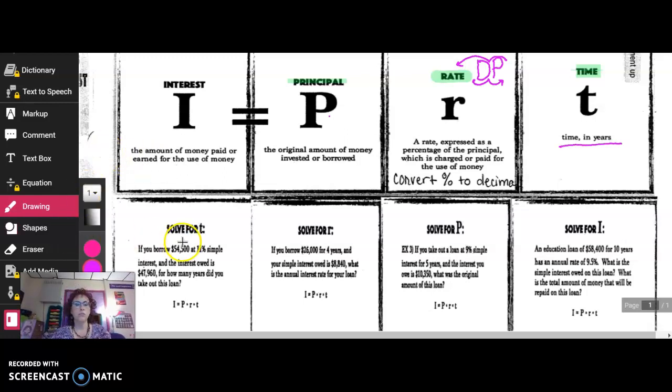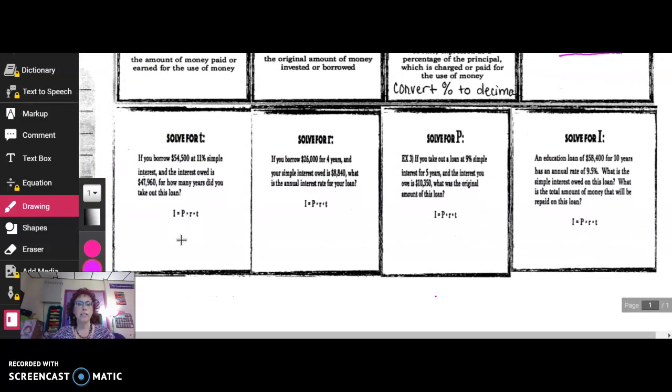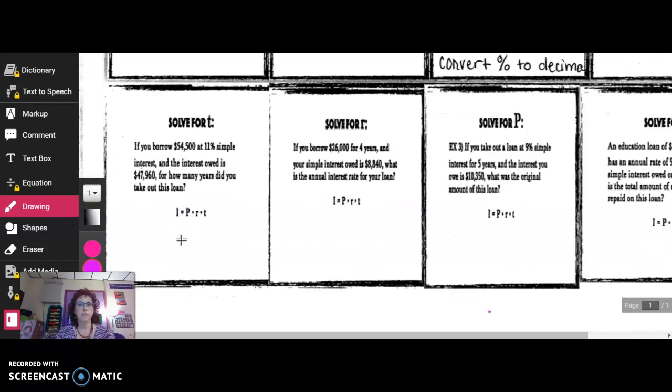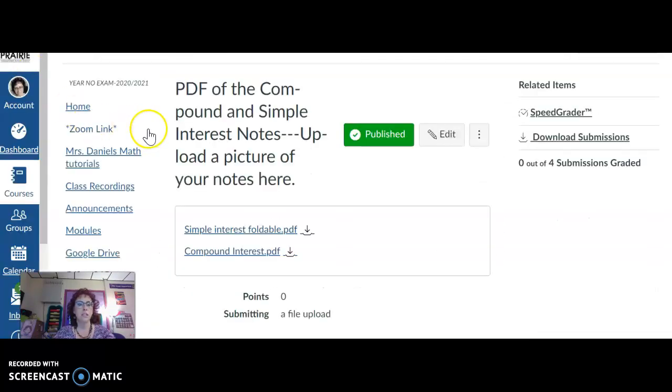All right, so we're going to work through 4 problems together. You should write these notes down, and then you should upload them in Canvas in the part where it says PDF of the compound and simple interest notes. Upload pictures of notes here. That's where you're going to upload.